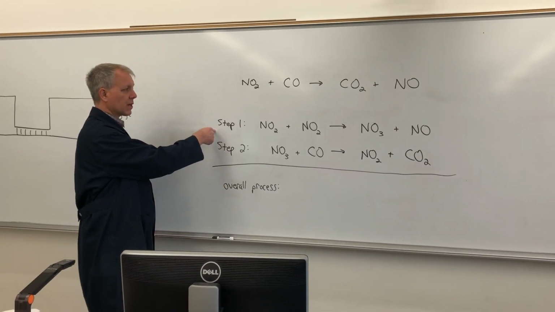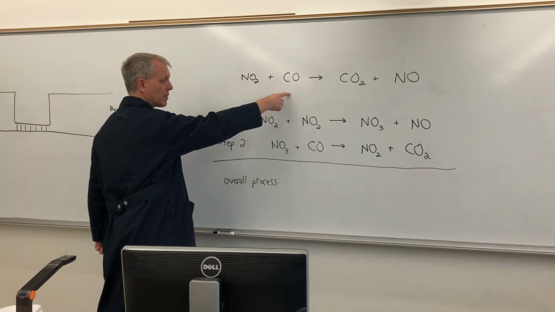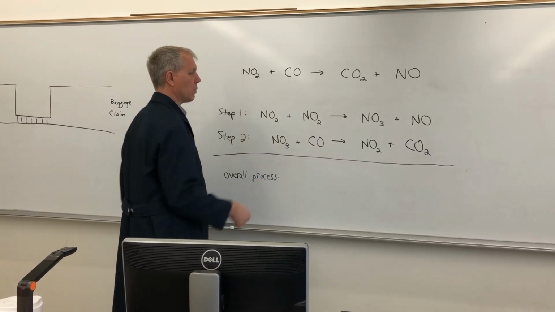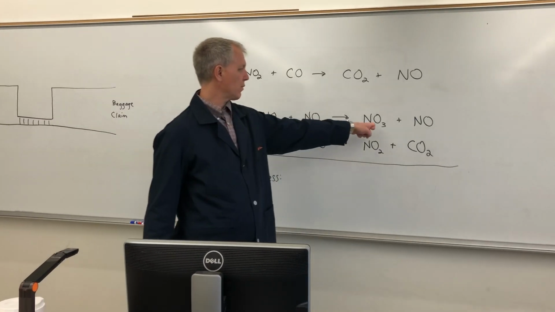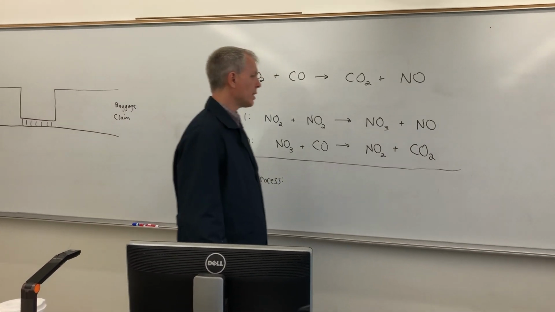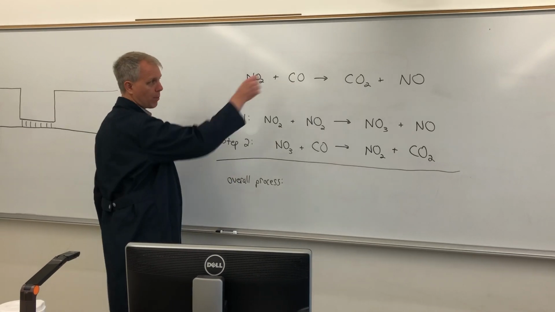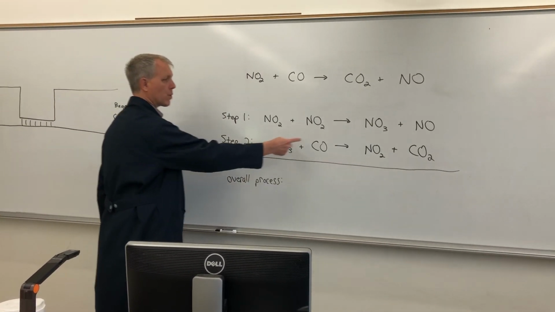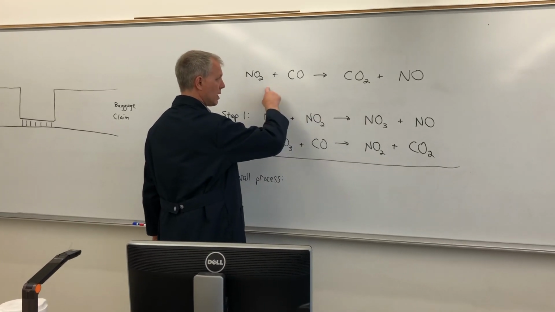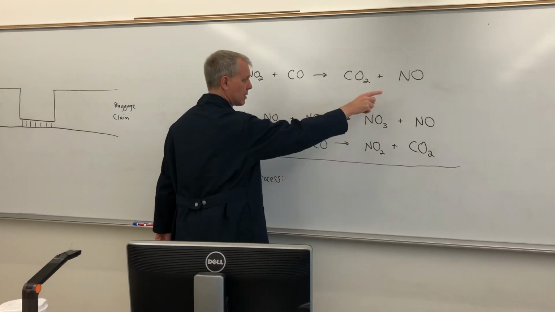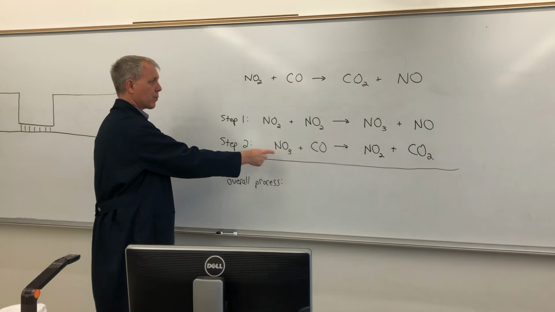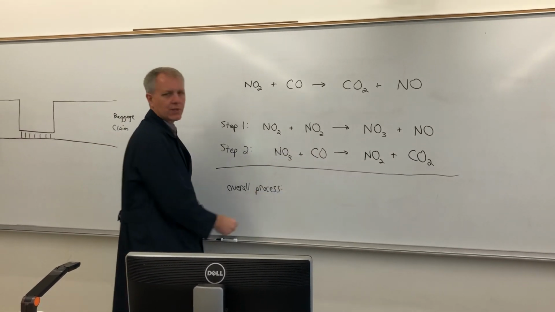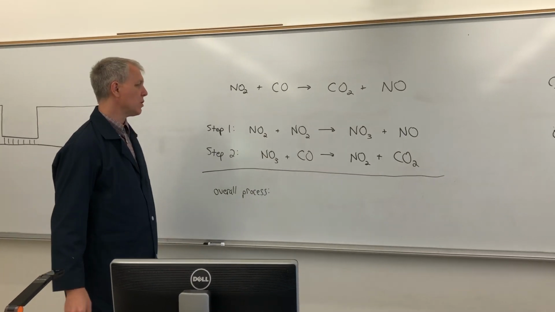Step 1 involves a collision not between an NO2 and a CO, but between an NO2 molecule and another NO2 molecule. When that happens, an oxygen transfers from one to the other, makes an NO3, and leaves an NO molecule, one of the products of the reaction. In a second step then, that NO3 which was formed, which notice isn't one of the original reactants, isn't one of the products, that NO3 collides with a CO, and that is where the transfer of an oxygen to the CO to form a CO2 happens.